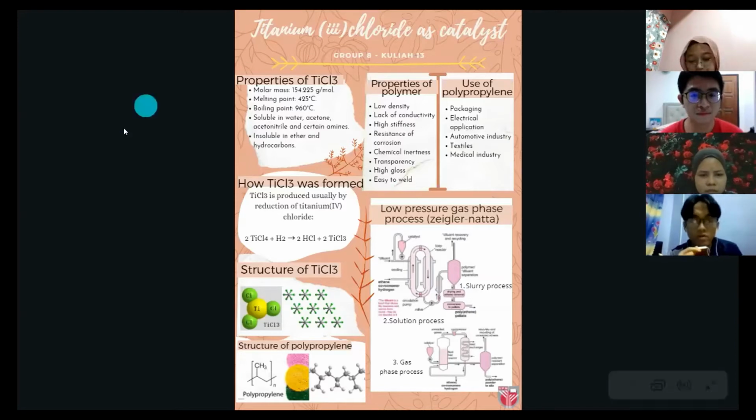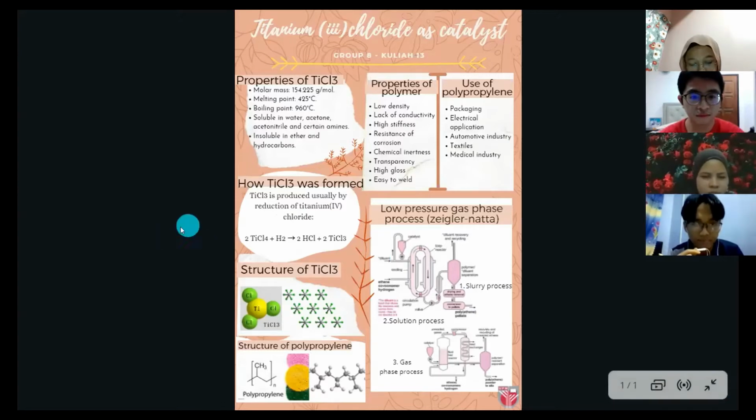So we will move on to the second subtopic, which is how titanium trichloride was formed. Titanium trichloride is usually produced by reduction of titanium tetrachloride. As you can see, this is the chemical equation. 2 titanium tetrachloride plus hydrogen gas will produce 2 hydrochloric acid and also 2 titanium trichloride. So this is how titanium trichloride was formed.